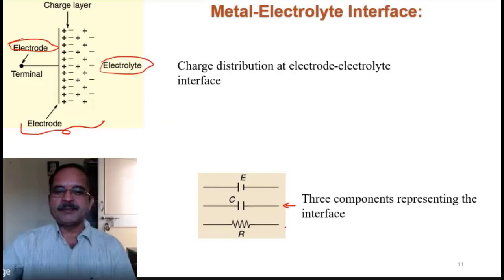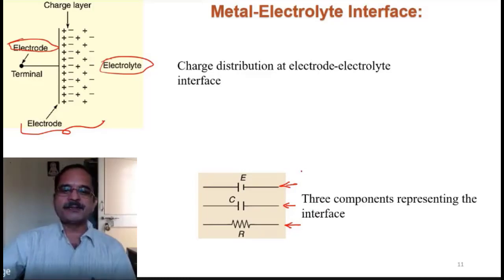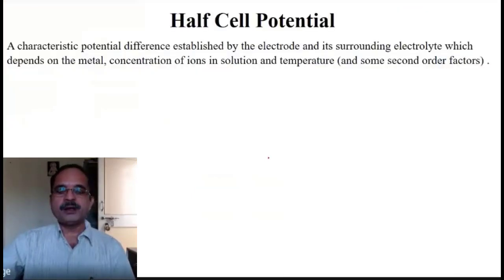And there is some resistance also, opposition to the flow of current, and the electrode potential, which is represented by E here. These three components represent this metal electrolyte interface, and based on that we can represent it in the form of an equivalent circuit. Now this half cell potential, this also we have discussed.